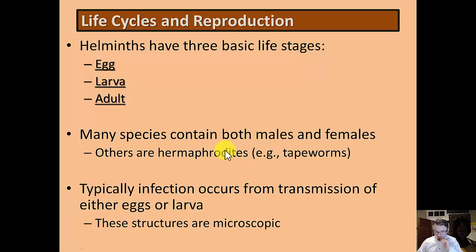Many of these are considered hermaphrodites, meaning they have both male and female reproductive organs, and they can mate with themselves, essentially. They don't necessarily need a mating partner to reproduce. And so if you get a single worm inside you, they can go on to produce more and theoretically reinfect the same host over and over again.